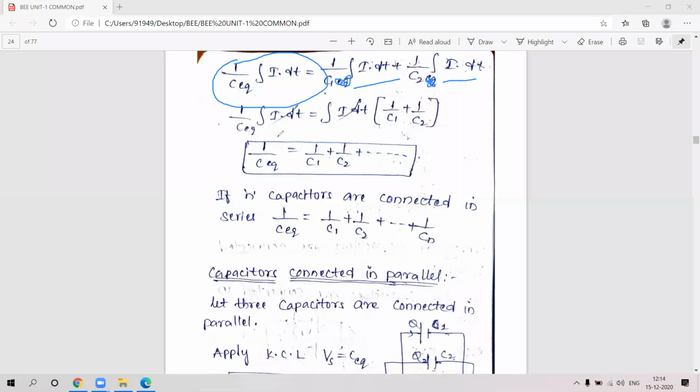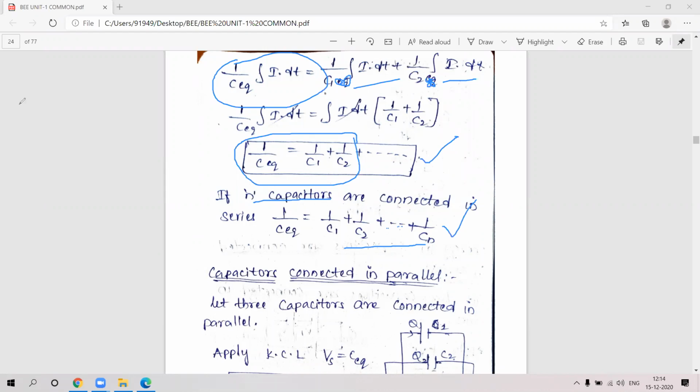So I will finally have 1 by C equivalent is equal to 1 by C1 plus 1 by C2 plus so on. Up to 2 cases you need to write here. But if n capacitors are connected in series, it is the summation up to whatever the value of n is. That is the reciprocal term you have observed.